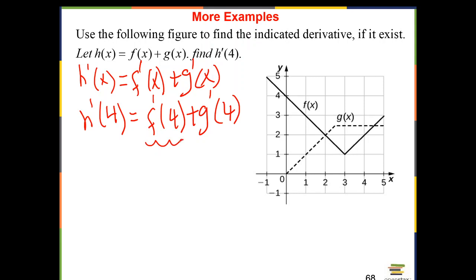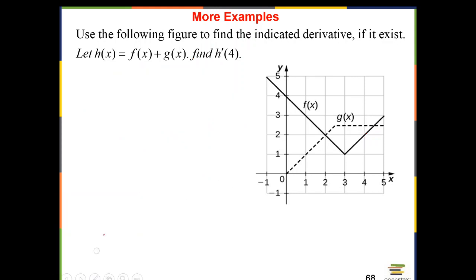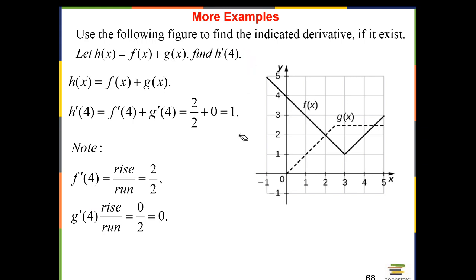Now, what's f prime at 4? Well, remember the interpretation of the derivative at 4 for f. Where is f? f is here. So we go to 4 and look at the slope of the tangent line at that point. The curve is actually a line here, and the slope is rise over run, so it's 2 over 2, which is 1. And plus, what is g prime at 4? Now, g is this one. At 4, g is horizontal, so the slope of a tangent to it is also horizontal, which is 0. So the answer is 1 plus 0, which is 1.